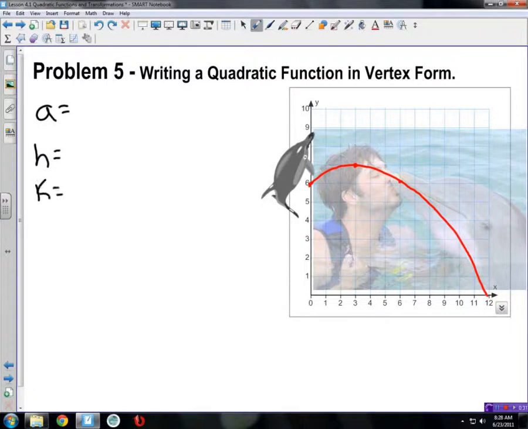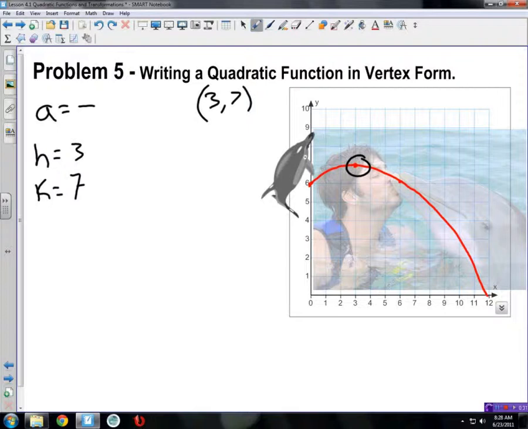So the easiest ones are h and k because we just need to look at the vertex. If we look at the vertex, I think it's about right there. Yeah. About right there, which means the vertex is at 3, 7. Which means my h value is going to be 3, and my k value is going to be 7. See how easy that is? Then the a value is next. First thing you should notice is it's facing upside down. That's a negative sign.